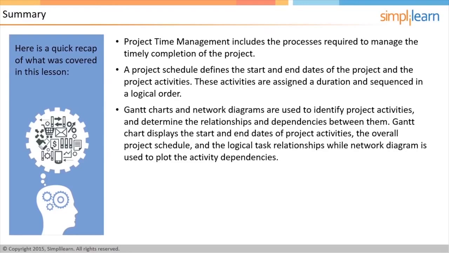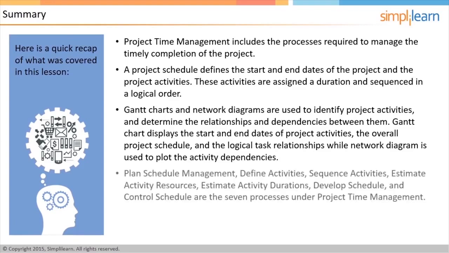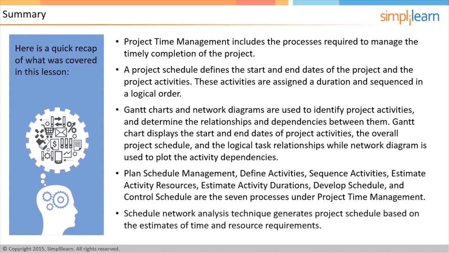Gantt chart displays the start and end dates of project activities, the overall project schedule, and the logical task relationships, while network diagram is used to plot the activity dependencies. Plan schedule management, define activities, sequence activities, estimate activity resources, estimate activity durations, develop schedule and control schedule are the 7 processes under project time management. Schedule network analysis technique generates project schedule based on the estimates of time and resource requirements.